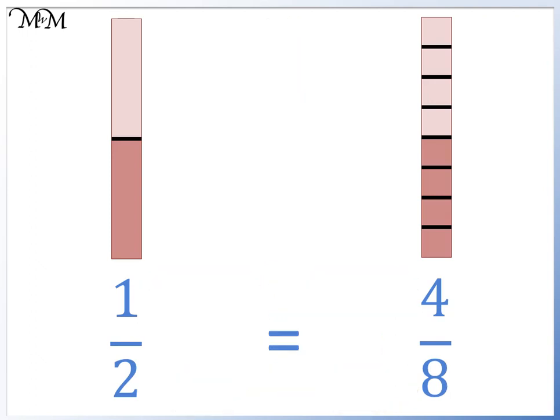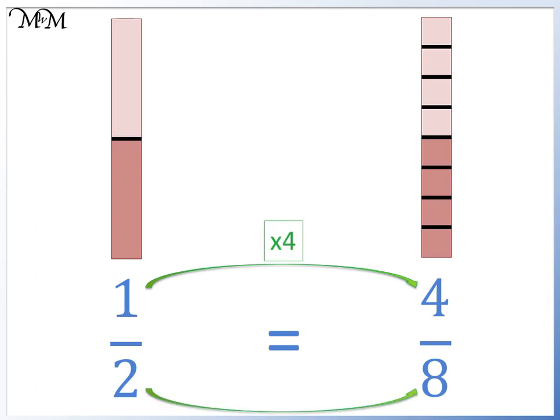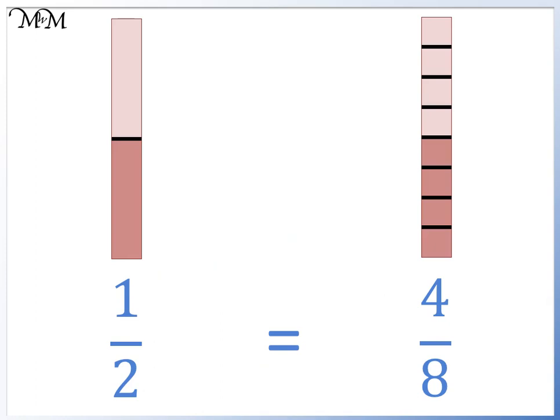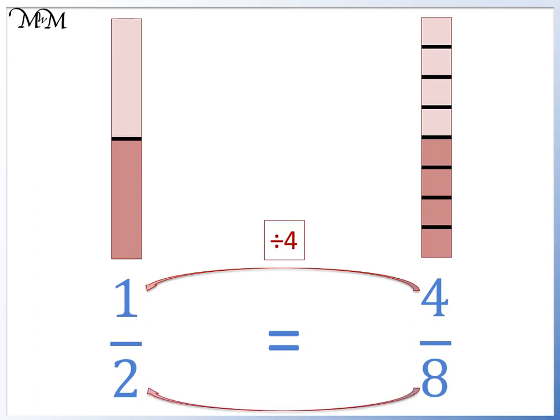We know that 1/2 is equivalent to 4/8. So let's see what we notice here. Looking at the numerators, we see that to get from 1 to 4, we multiply by 4. And looking at the denominators, to get from 2 to 8, we also multiply by 4. Conversely, going from 4 to 1, we are dividing by 4. And from 8 to 2, we are also dividing by 4.